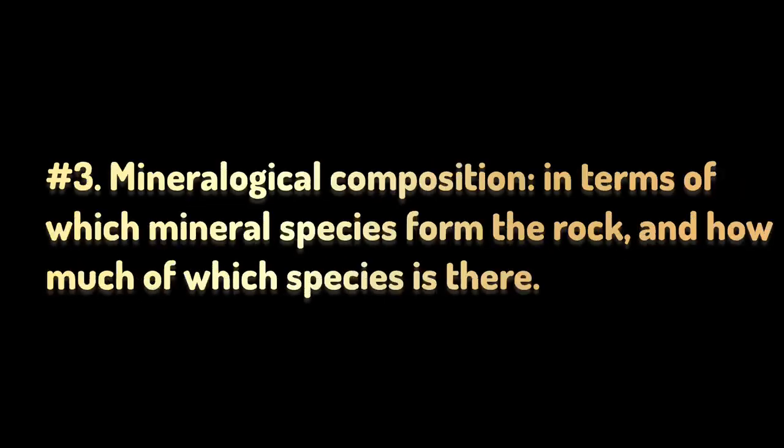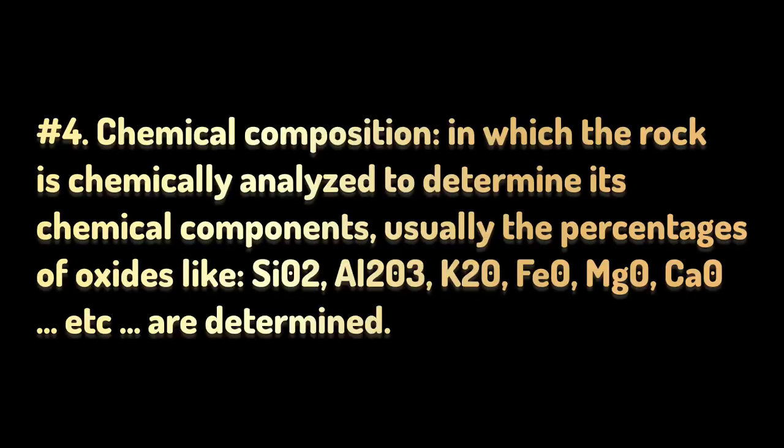Number three, mineralogical composition, in terms of which mineral species form the rock and how much of which species is there. Number four, chemical composition, in which the rock is chemically analyzed to determine its chemical components, usually the percentages of oxides like SiO2, Al2O3, K2O, FeO, MgO, CaO, etc.